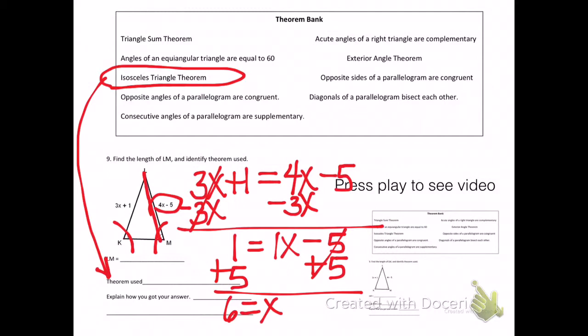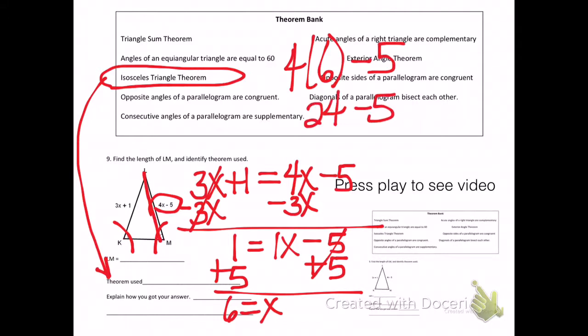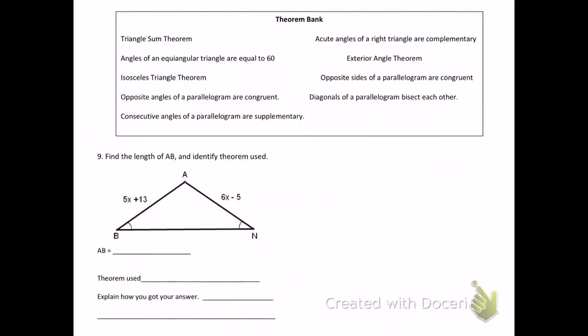Now the question wanted me to find LM, which is here, and it equals 4x minus 5. So I need to say 4, substitute in my 6, minus 5. 4 times 6 is 24, subtract 5. So LM is going to equal 19. Now use the isosceles triangle theorem to find the length of AB.